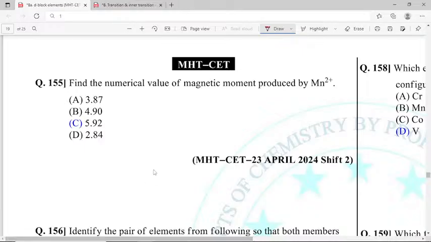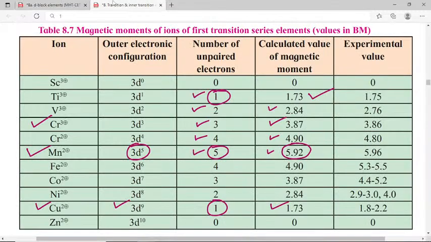Find the numerical value of the magnetic moment of Mn plus 2. So Mn plus 2 is 3d5, so 5 unpaired electrons, giving 5.92. This is from the table: 5 unpaired electrons, 5.92.